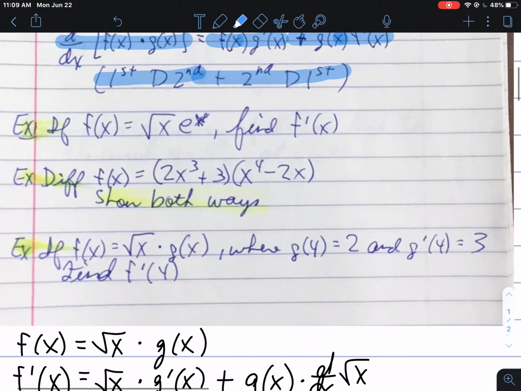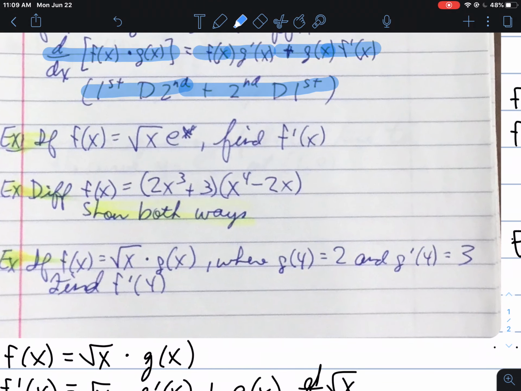This last example on this page is really just playing again with the product rule and showing us how we can manipulate it. It helps to remember how to manipulate a product of functions when you're finding its derivative. So I'm taking this function f of x, which is the product of the square root of x times some function g of x, which I don't even know what g of x is. So it's the product of the square root of x times g of x.